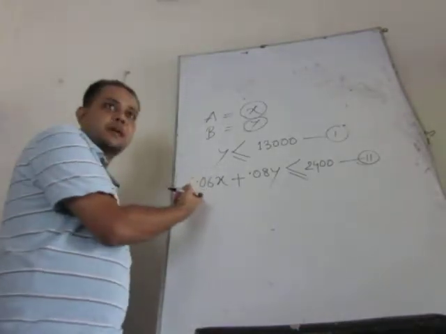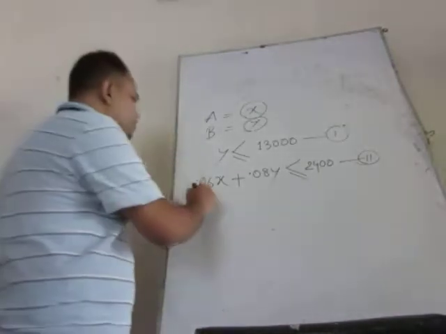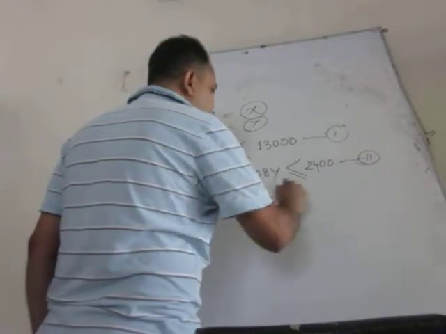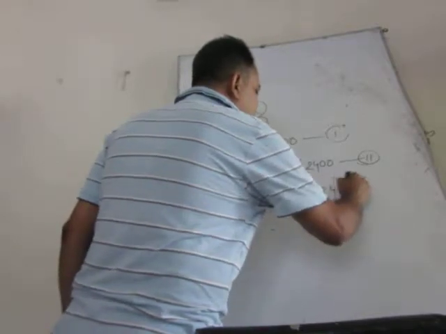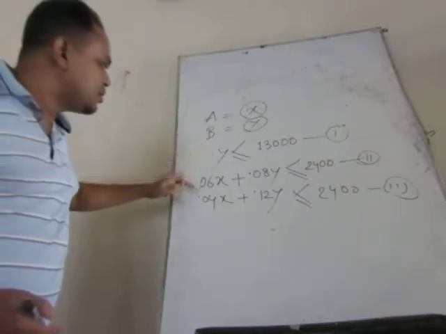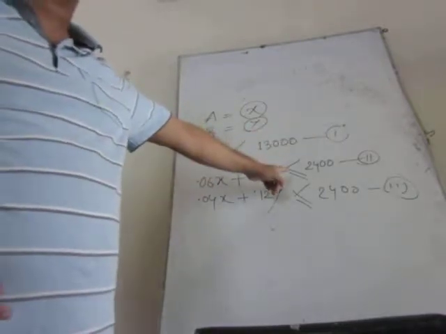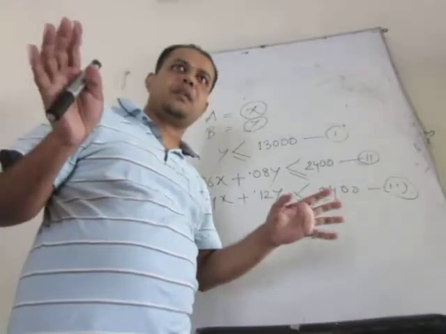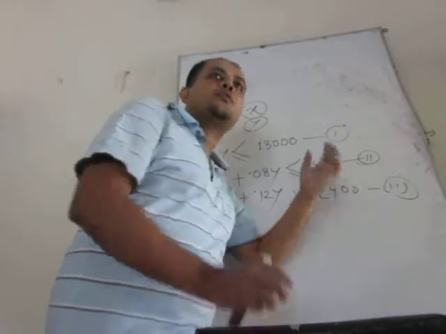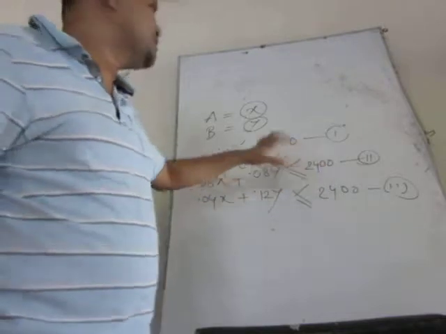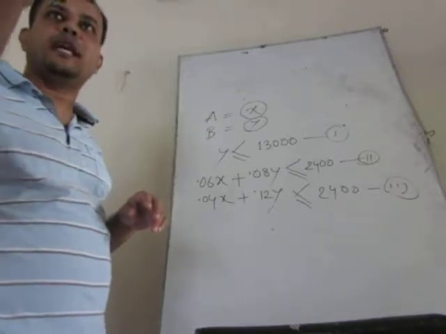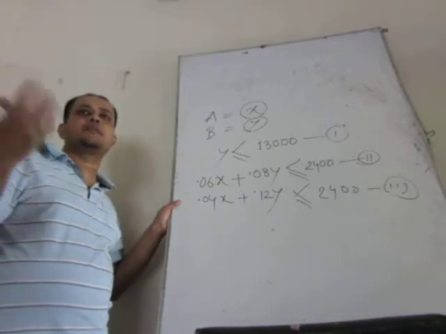Then this is for the mixing department, and for the shaping department it is 0.04X plus 0.12Y, which will also be less than or equal to 2,400. This is number 3. So these are the three inequalities, or you can say these are the limiting factors. You have an unlimited amount of capital and labor, but the machine hour is restricted to 2,400, so you cannot go beyond that. So here you have to deal with three existing limiting factors, and obviously we have to go through the graphical method.